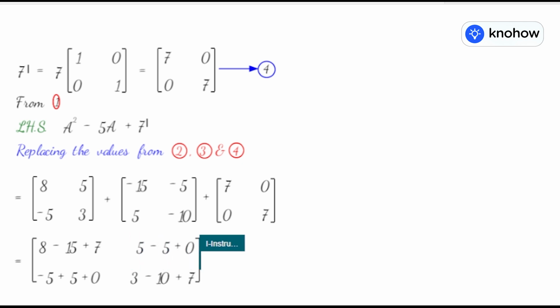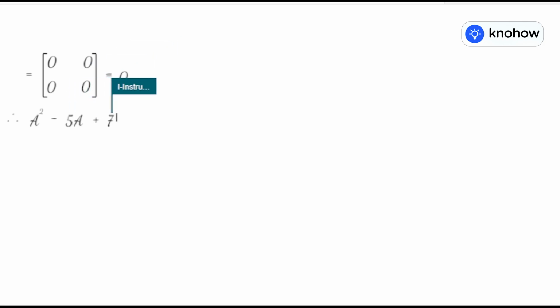So you get 15 minus 15, 0. 5 minus 5 cancels, you get 0. Minus 5 plus 5 cancels, you get 0. And here you get 10 minus 10, 0. So the required expression finally is the zero matrix, you may denote it by a capital O or 0. So we have proved A square minus 5A plus 7I equal to 0. So the first result has been proved. And it is using this result that we now have to find A inverse.